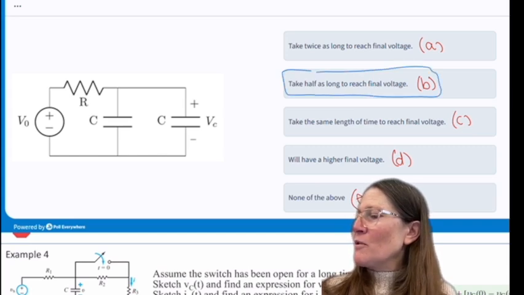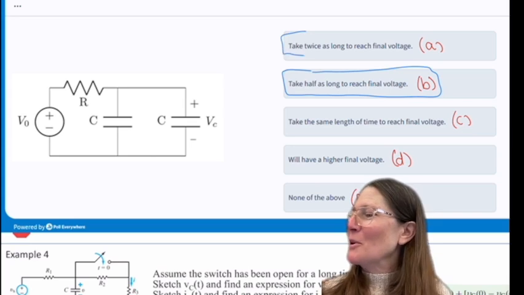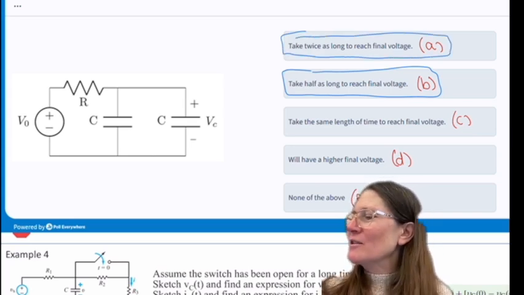So we have one vote for B. Anybody else think differently? Do you guys agree? Okay, so we have some votes for A. Anybody else have any other opinion?